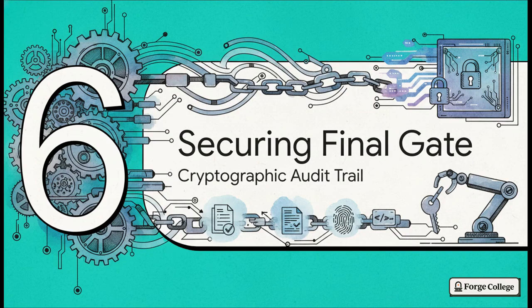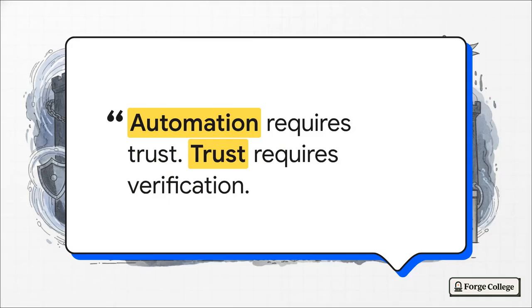Finally, Section 6, securing the final gate. We need to create a cryptographic audit trail. Now you might be wondering, why did we just meticulously do all of that manually if the whole goal is to automate everything? Well, recording these manual validation decisions creates a crucial audit trail that your automation will rely on later. This brings us to a fundamental philosophy in Web3 deployment. Automation requires trust. Trust requires verification.